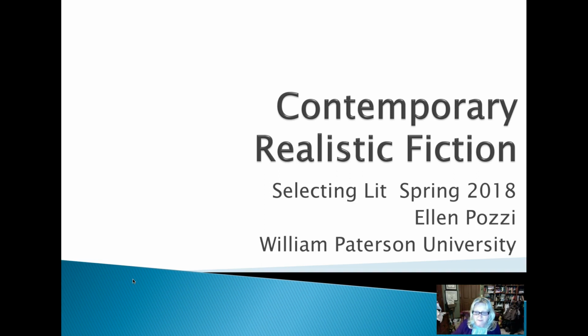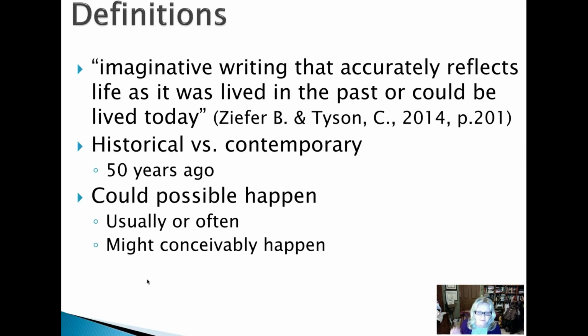So how do we define realistic fiction? Zeifer and Tyson call it imaginative writing that accurately reflects life as it was lived in the past or could be lived today. So you can see that realistic fiction covers a broad swath of time, but we're going to divide it into historical and contemporary. We're going to look at historical realistic fiction, which we're just going to call historical fiction, in another lecture, and we're going to focus on contemporary.